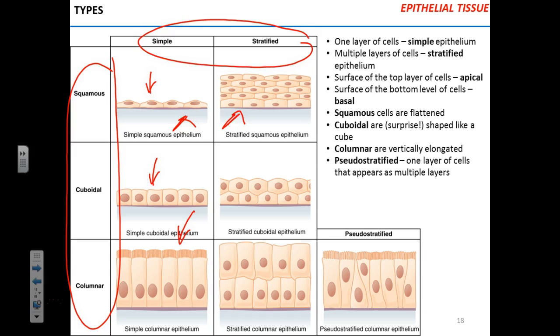There are two more types I want you to know, slightly different shape-wise and arrangement-wise. One type is pseudostratified, and another one, which I will show you a little later because we're going to talk about each type separately, is transitional. And I will explicitly tell you which types you must know and what you have to know about each type of tissue.